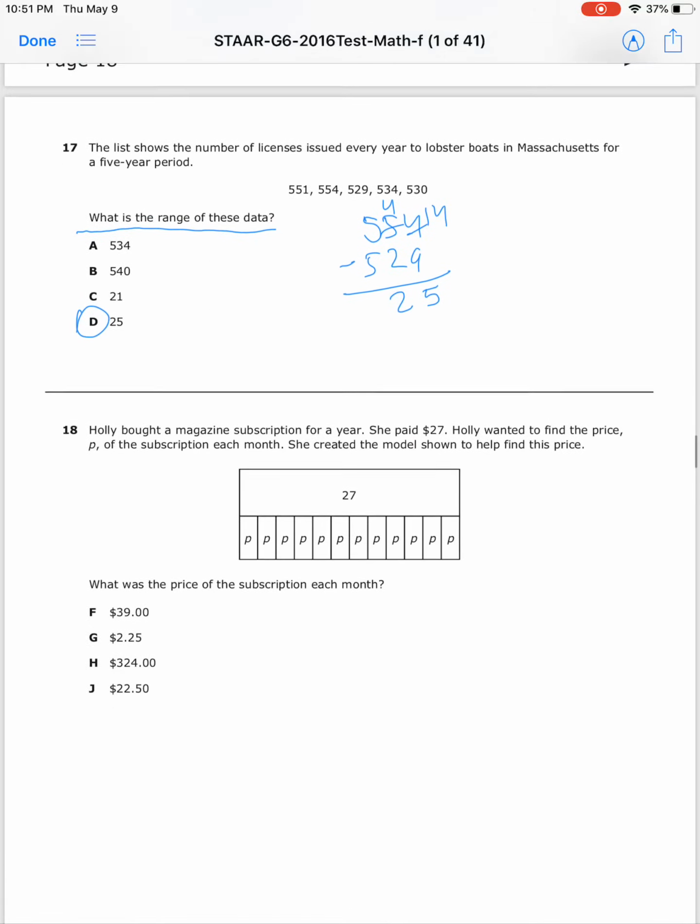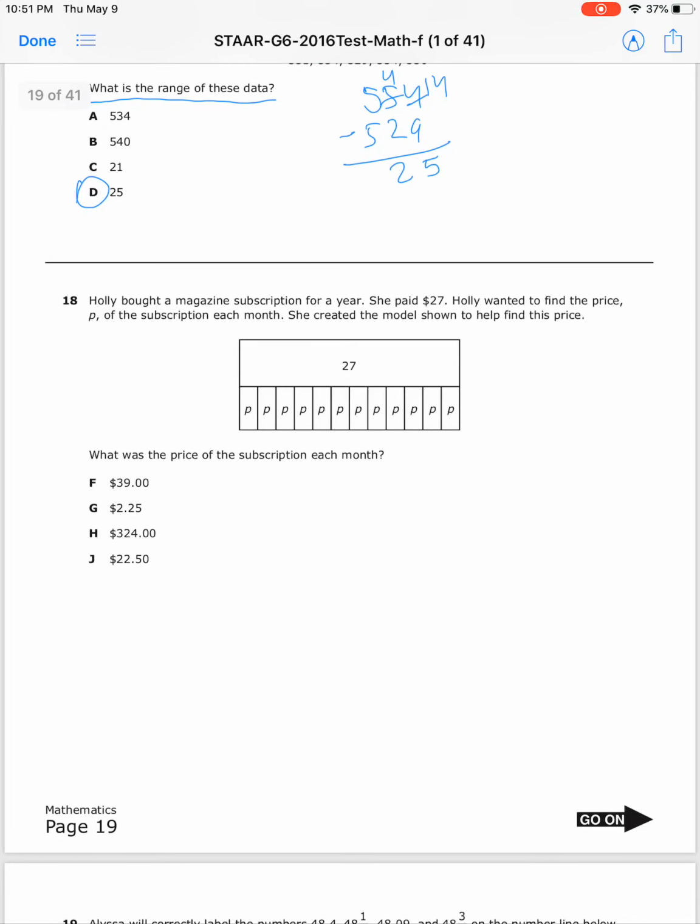All right, number 18. Holly bought a magazine subscription for a year. She paid $27. What was the price of the subscription each month? Right? So we know that 1 year is 12 months. So if 1 year is 12 months and she paid $27 for the whole entire year, I would have to divide 27 divided by 12. And that would give me 2.25.